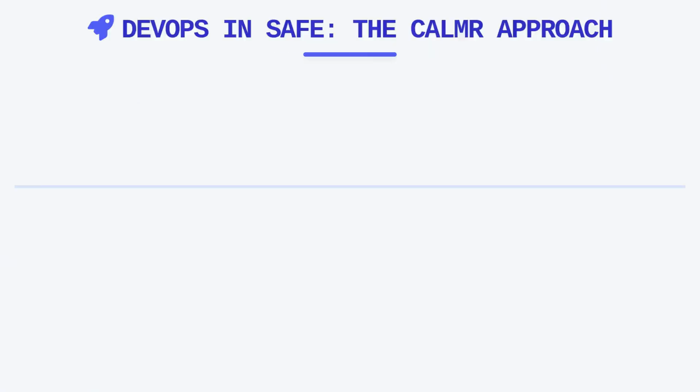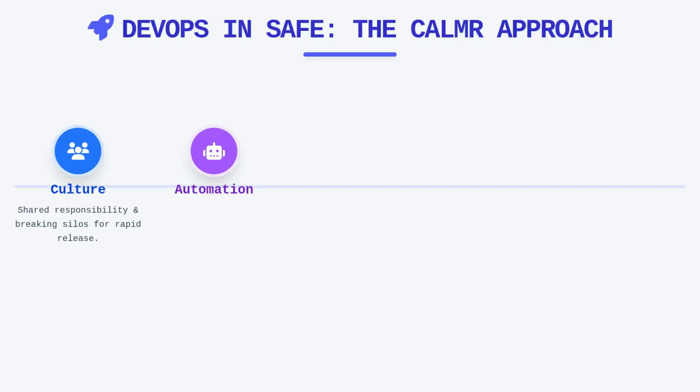DevOps in SAFe is often summarized through the CLMR approach, which stands for culture, automation, lean, measurement, and recovery. Culture emphasizes shared responsibility between development and operations, breaking down the silos that traditionally hinder rapid release cycles. Automation is the engine of the pipeline, intended to remove manual, error-prone tasks that stall progression.